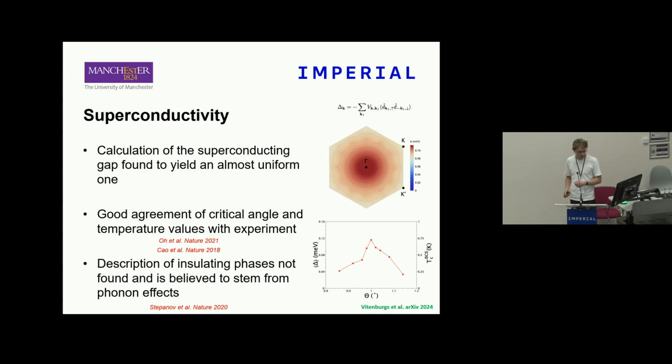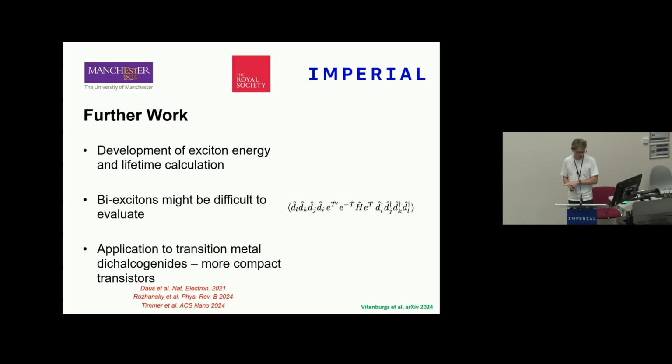But the main thing we wanted to look at was superconductivity. So we need to describe correlations quite well. So we simulated the band gap. We got surprisingly almost this uniform band gap, but you can see some higher order harmonics here as well. And in the end, we got good agreement with the critical angle and critical temperature values of the experiment, which is around 1 Kelvin and 1 degree, meaning that when we hit 1 Kelvin, it becomes superconducting. We did not find the description of the insulating phases. We think it comes from phonon effects, which is a very nasty calculation, and I don't think anyone knows how to do that at this point.